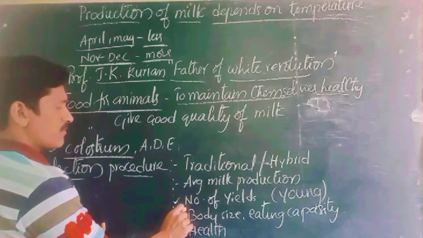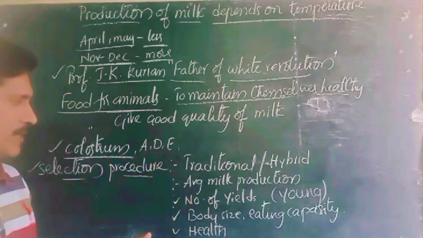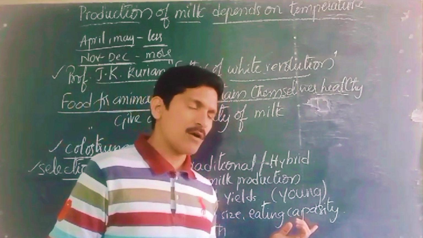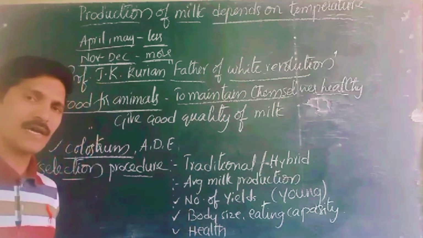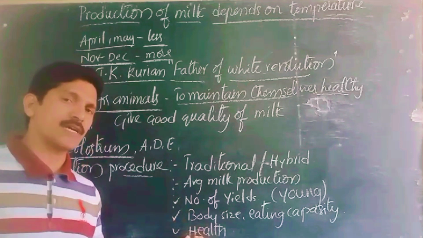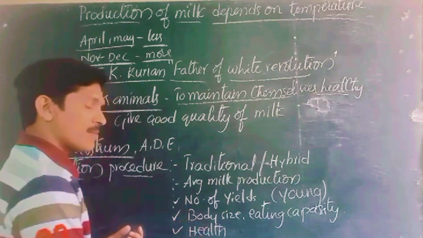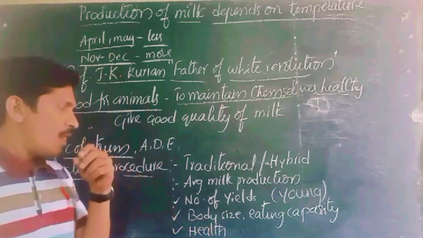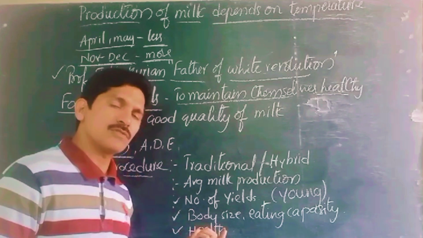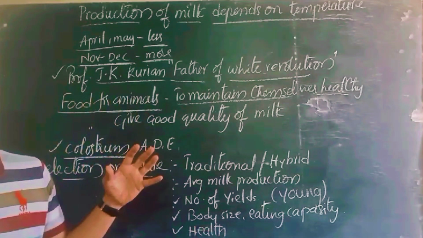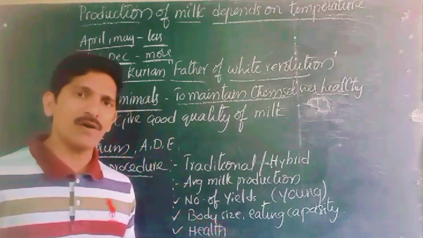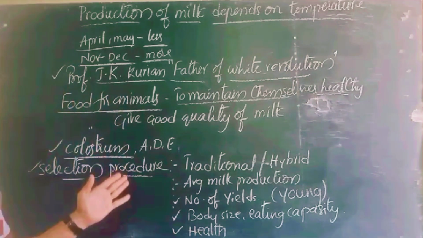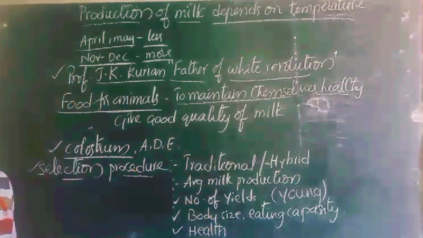The next is physical appearance, the body shape, and how much fodder they are able to eat, their eating capacity. Later, the health checkup. Usually there are doctors to check the animal's health, to see whether that particular cow or buffalo is completely healthy or not. These are the most important things to be checked before purchasing any cow, buffalo, or any kind of animal.